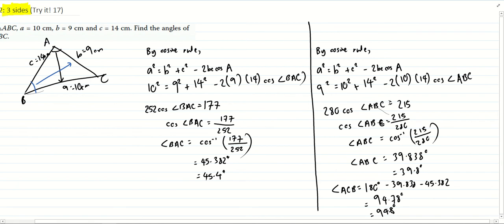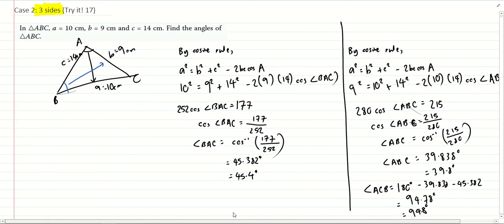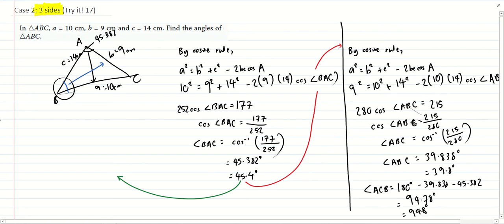Okay, of course, at this point of time, once we are done with this part over here, instead of going this way, can I instead use sine rule? Once I have this angle, which is 45.382, is there a possibility for me to use sine rule to find this blue angle over here? And you realize you can actually do it. So by sine rule, this will be an alternative method.